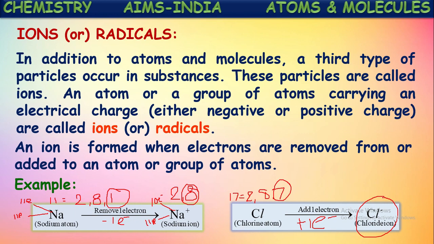So some ions are formed by losing electrons and some ions are formed by gaining electrons. Anyhow, these all are charged particles. These charged particles, which are formed either by gaining or losing electrons, are called ions.